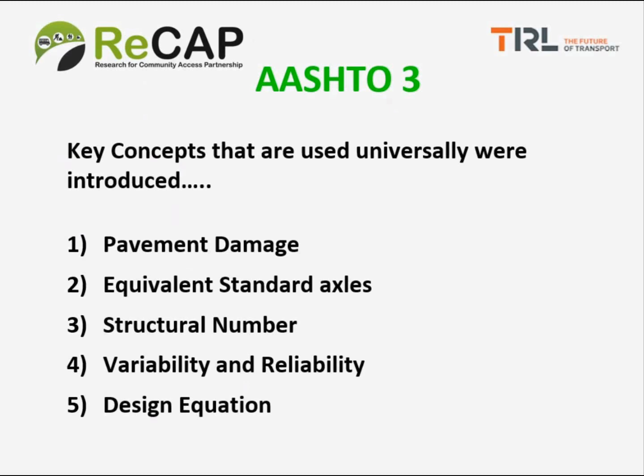There's a huge variability in performance, and the AASHTO road test, or at least the design method, was the first that really took that into account in the method itself. It's quite important, as you'll see later. And of course, the last thing that was produced was an equation, the model of the design equation that is used to do the designs. So those are the 5 major concepts that came out of that road test.